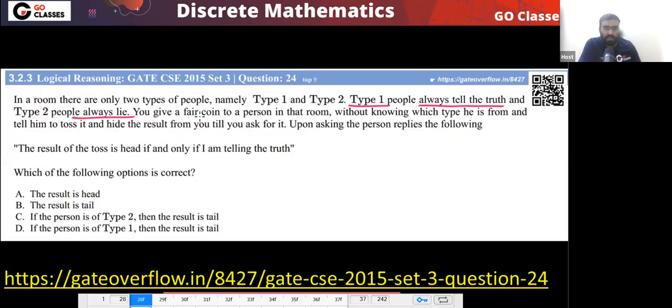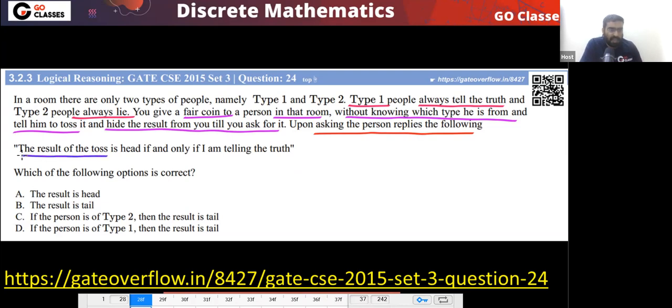Now you can notice, you give a fair coin to a person in that room. We don't know which type he is from. So we just give a fair coin and tell him to toss it and hide the result from you till you ask about it. When you ask about it, what statement are you getting? You are getting this statement: the result is heads if and only if I am telling the truth.